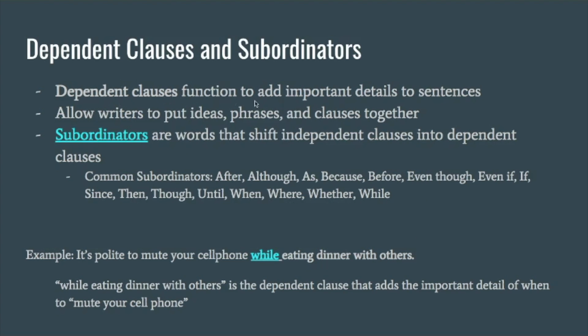Dependent clauses function to add important details to sentences. They let you put ideas, phrases, and clauses together. Subordinators are words that shift independent clauses into dependent clauses. So using words like after, although, as, because, before, and so on can set up a dependent clause. Your example: it's polite to mute your cell phone while eating dinner with others. While eating dinner with others is the dependent clause that adds the important detail of when to mute your cell phone.